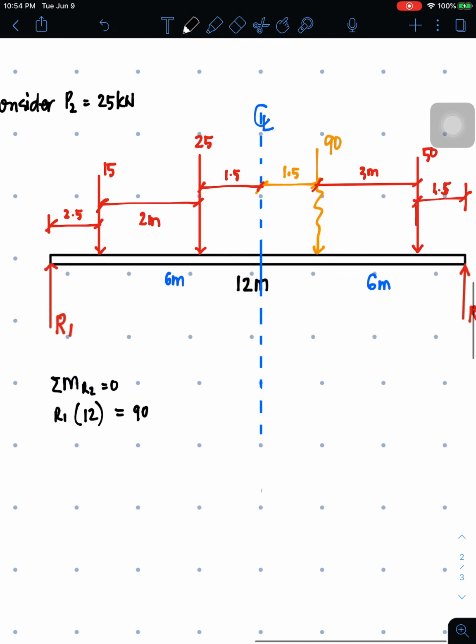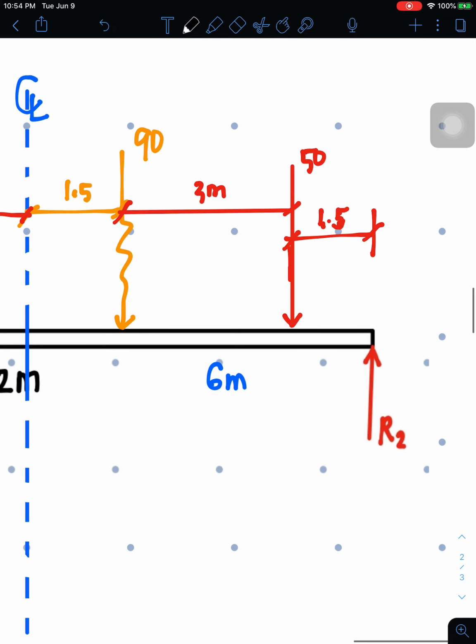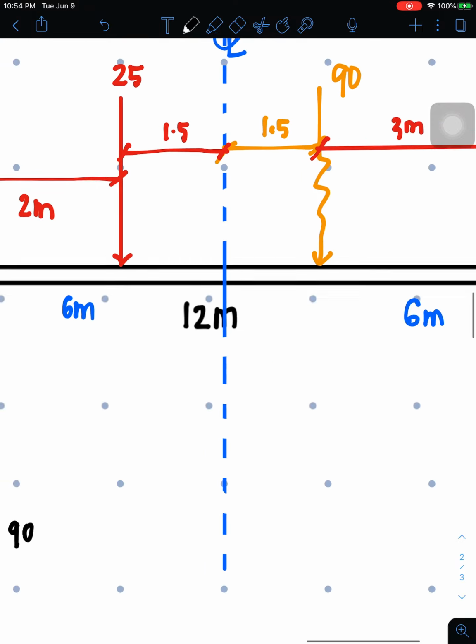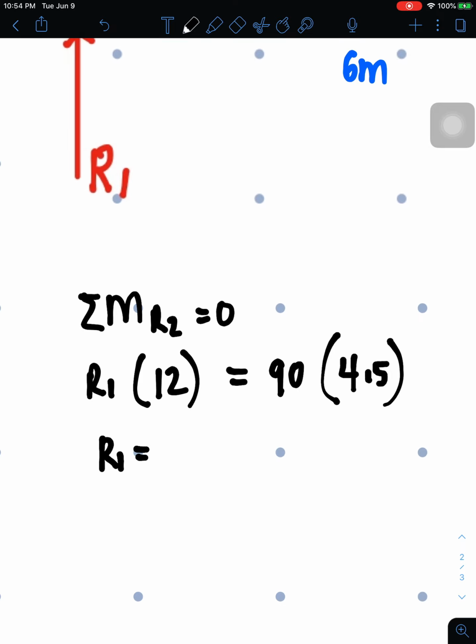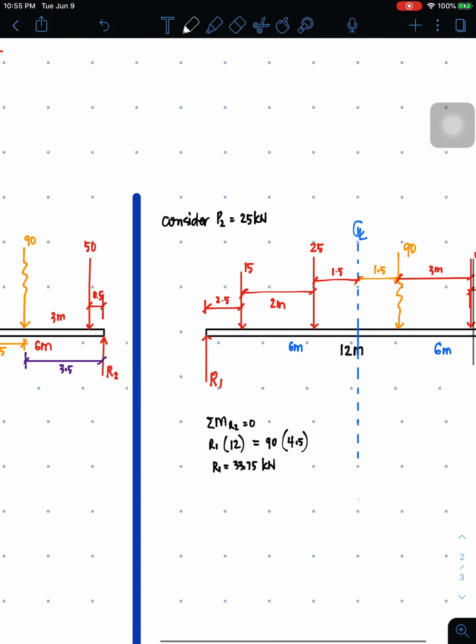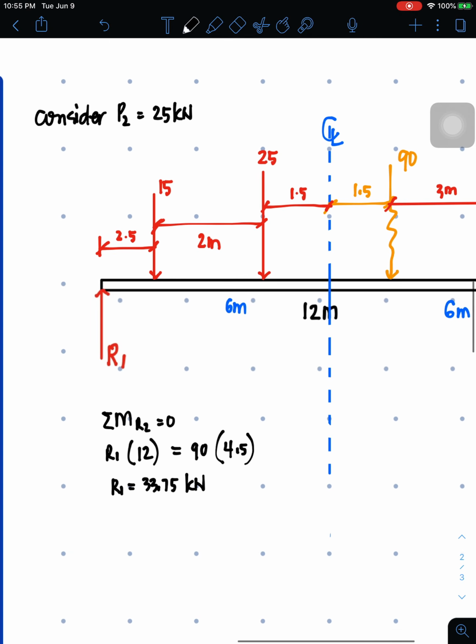And then, the moment arm of 90 about R2, that's 1.5 and 3. So that's 4.5 times 4.5. So R1 now is 90 times 4.5 divided by 12, 33.75. Okay, this is the R1.